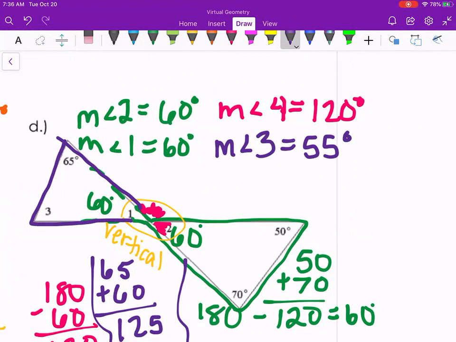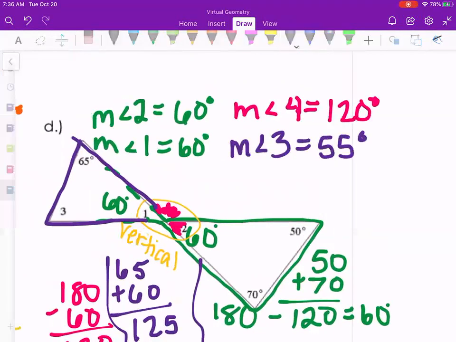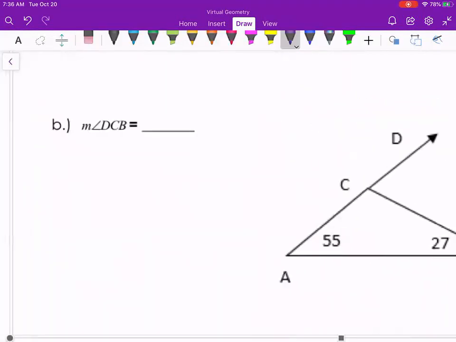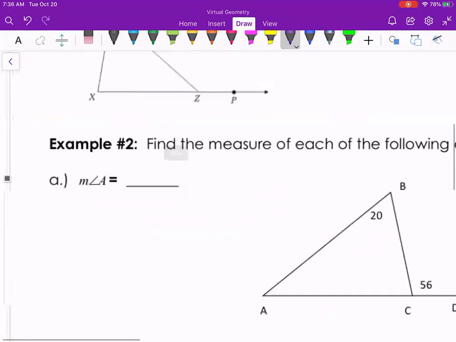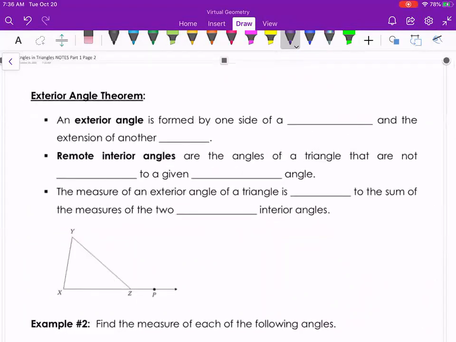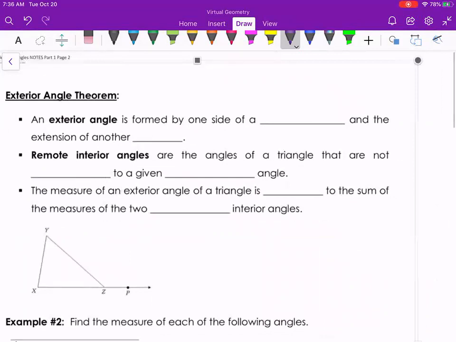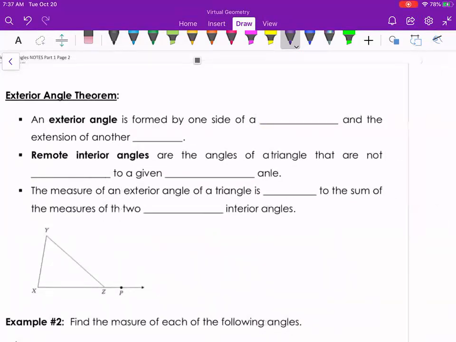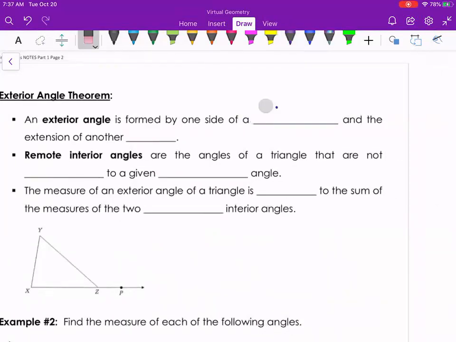Now, just like we had angle 4 that was outside the triangle, we also have a theorem that works with our angles on the exterior of our triangles. We saw this one briefly on our last set of notes, which is the exterior angle theorem. An exterior angle is formed by one side of the triangle and the extension of another side.